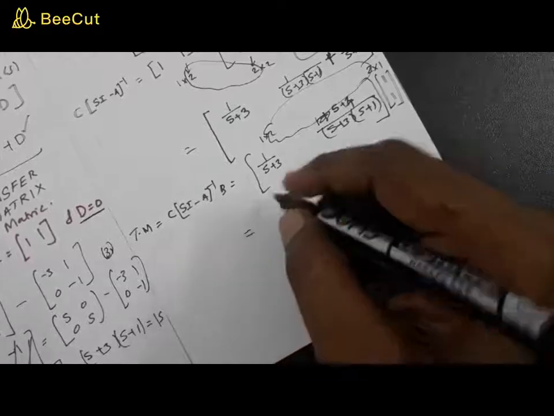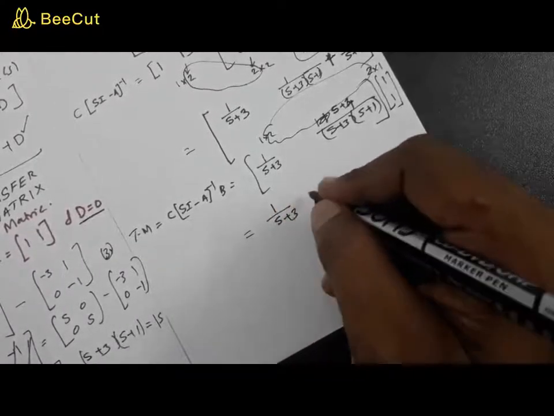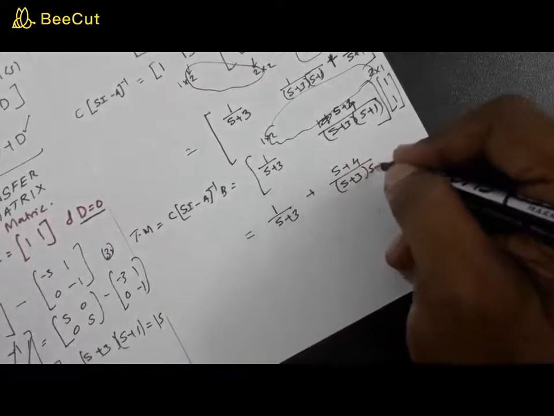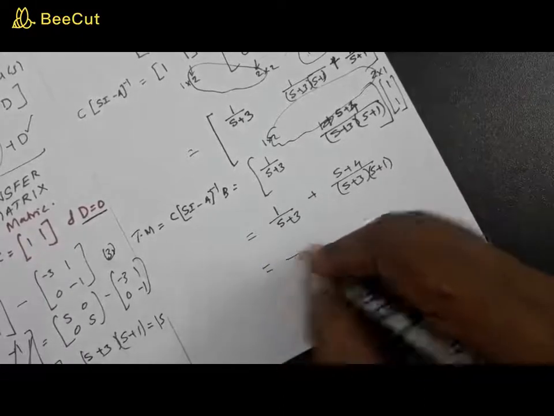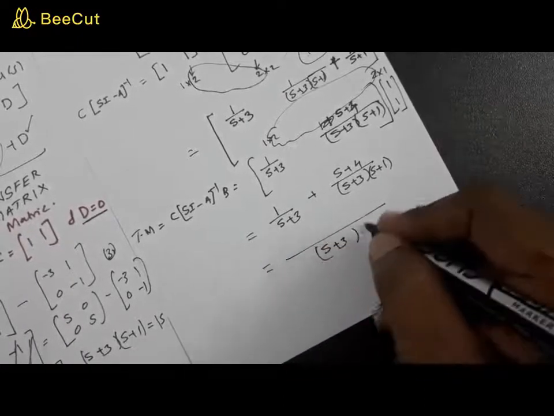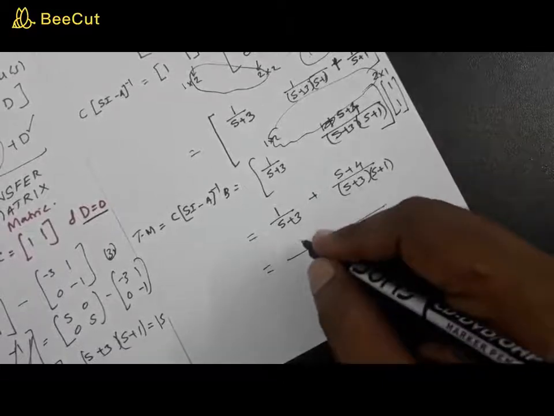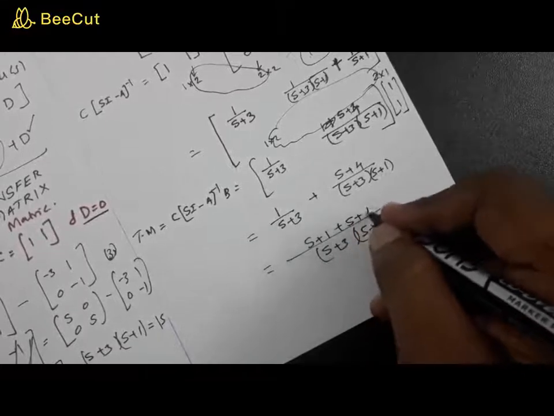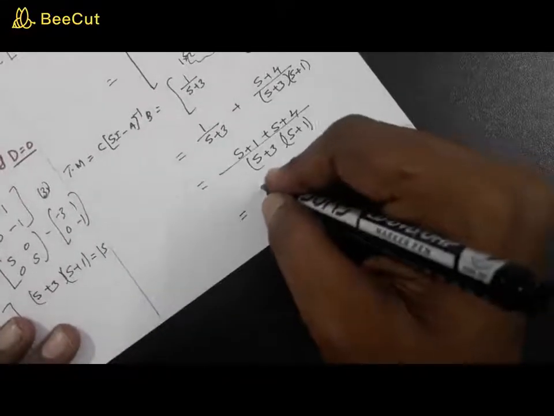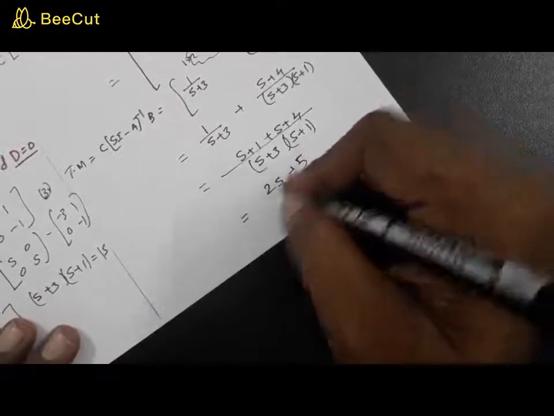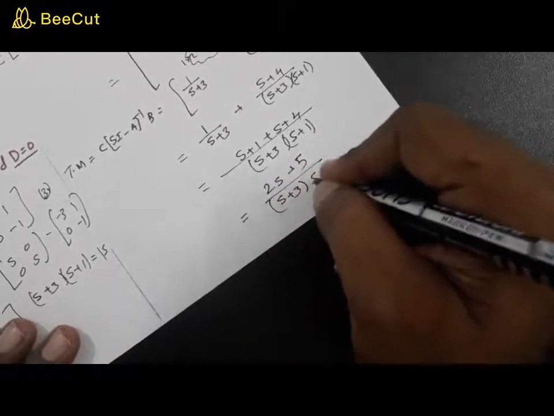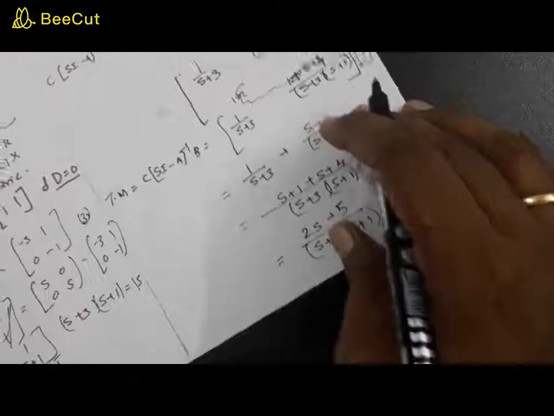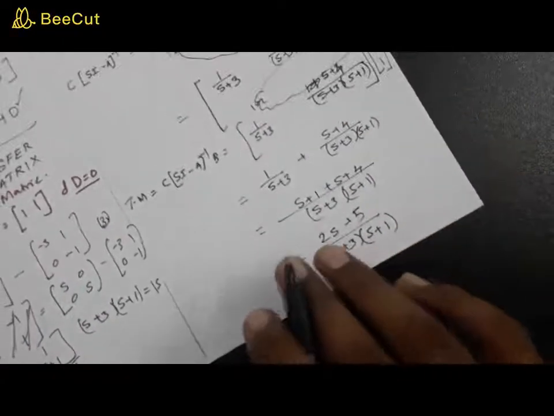What is that? This will be 1 by S plus 3 plus S plus 4 divided by S plus 3 into S plus 1. When you take the LCM, S plus 3 into S plus 1, this will be S plus 1 plus S plus 4, or you will get this as 2S plus 5 divided by S plus 3 into S plus 1, which is your transfer matrix, or the transfer function of the system. Okay, hope you understood. This is quite simple.